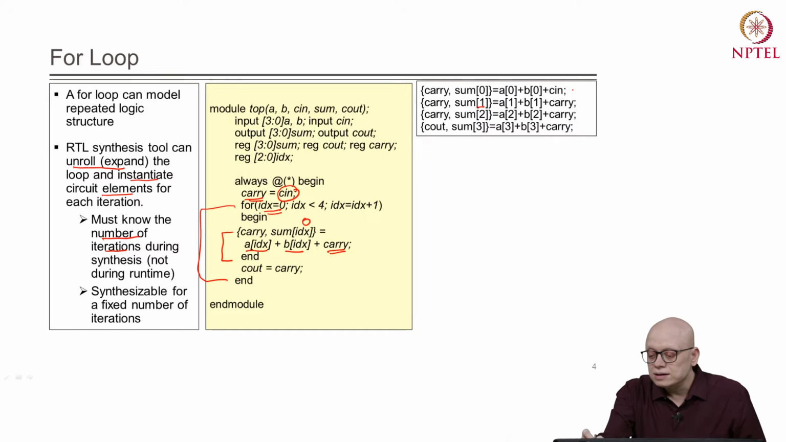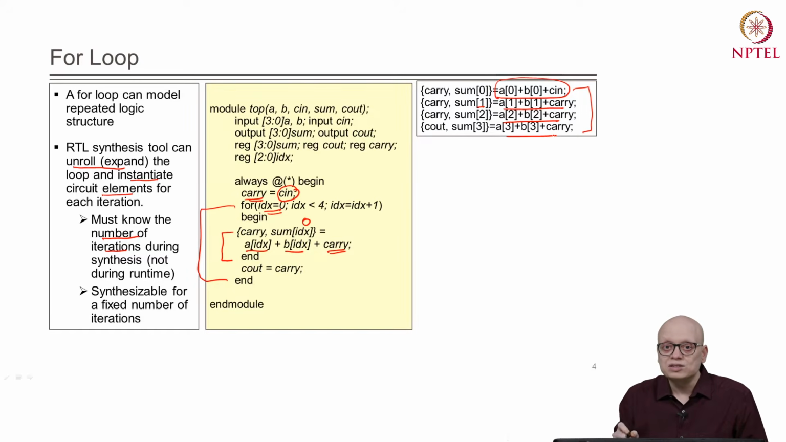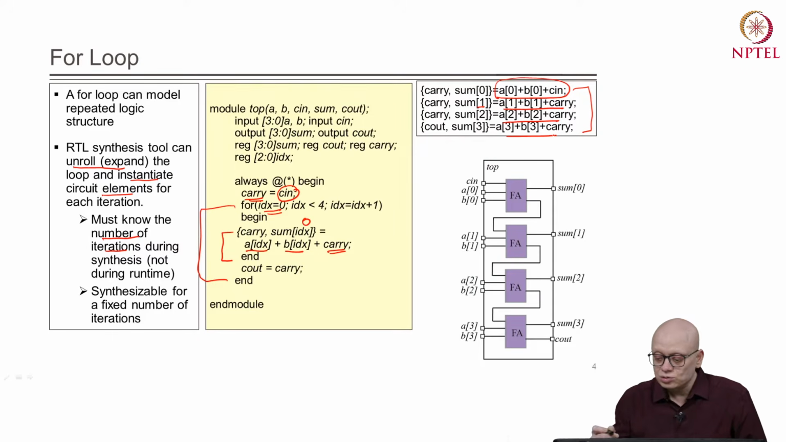Now, the RTL constructs in this unrolled form of the for loop, we can identify as a full adder. Similarly, all these expressions on the RHS are a representation of a full adder. So, in this case, full adders will be instantiated inside the design. The implementation can look something like this.